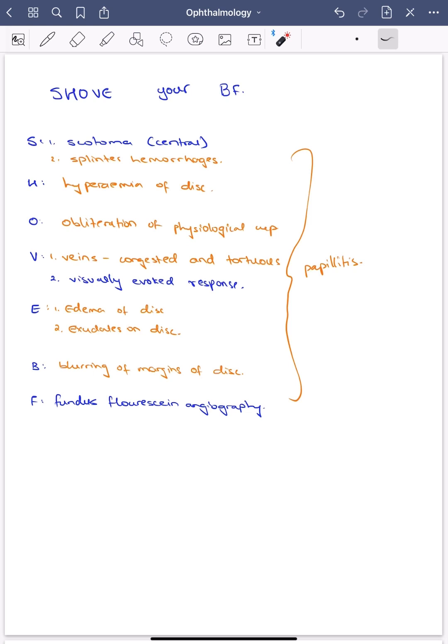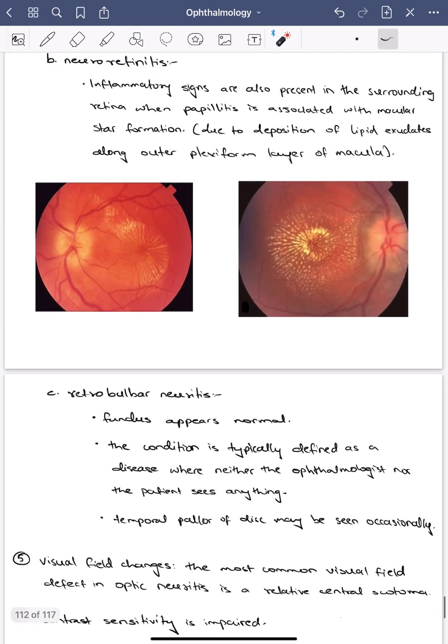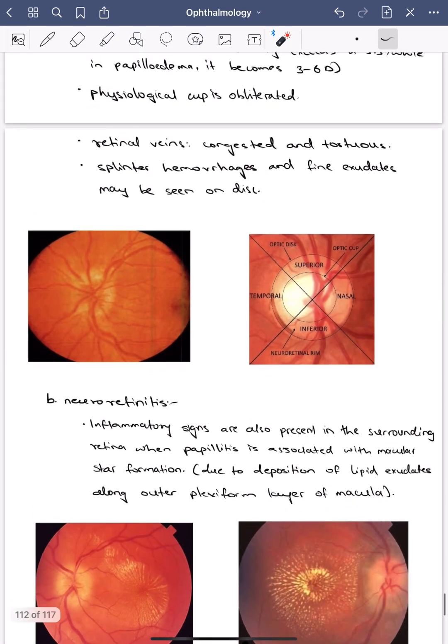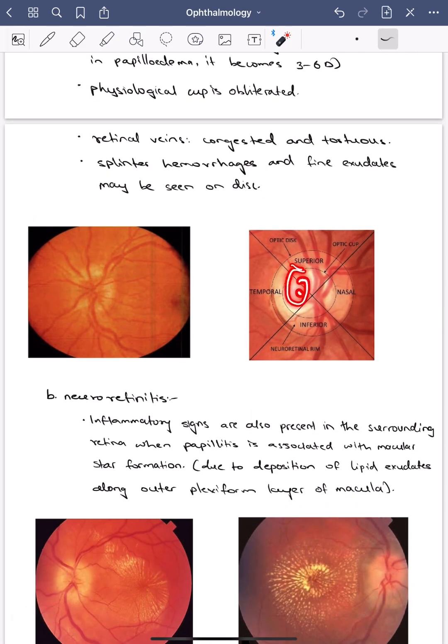So again, the signs of optic neuritis, remember, SSHOVVEEBF, shove your best friend. S for scotoma, central scotoma. S again for splinter hemorrhages. H for hyperemia of the disc. O for obliteration of the physiological cup, which we saw in this diagram. Obliteration of the physiological cup, this is the normal physiological cup.